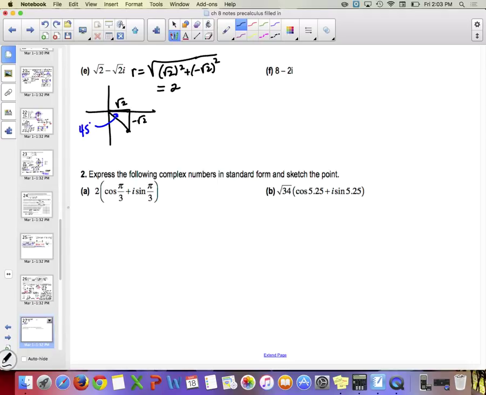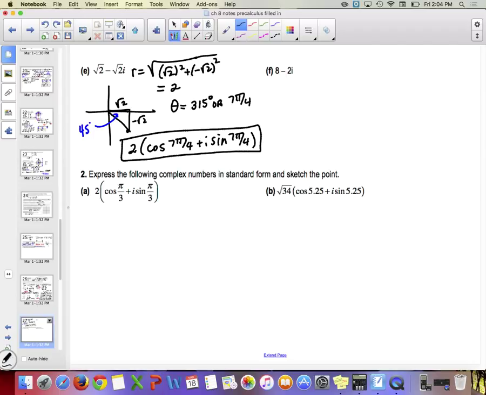And then our theta ends up being 315 degrees, or like we called it before, 7 pi over 4. Okay, so if I write out the trigonometric form, it's going to be 2 cosine of 7 pi over 4 plus i sine of 7 pi over 4. You could have written it with 315 degrees as well. It doesn't matter how you write it, but I usually prefer radians, so I'll usually say between 0 and 2 pi.